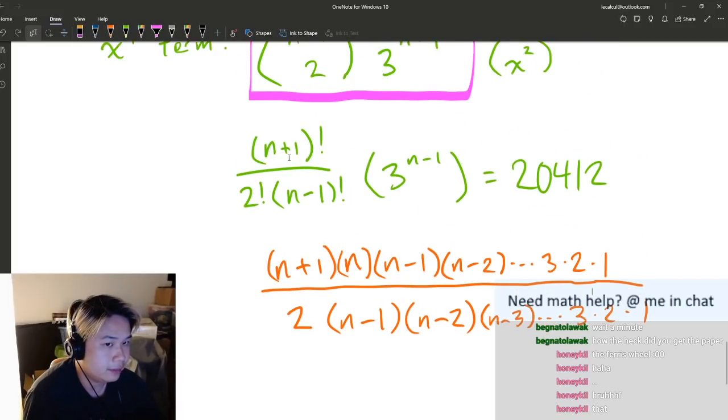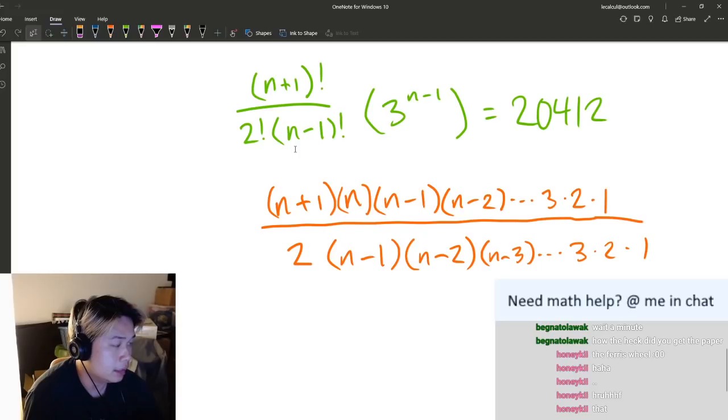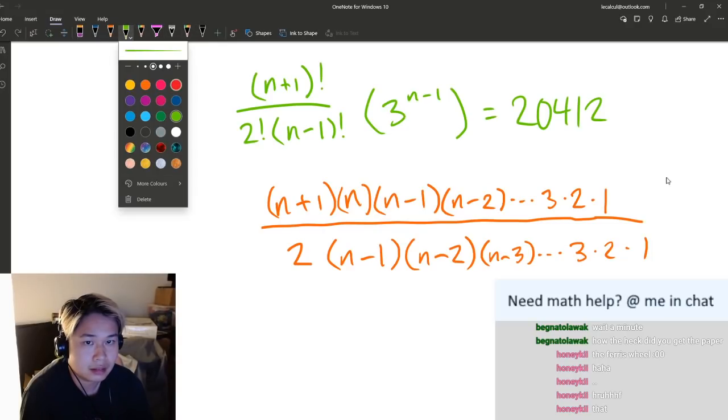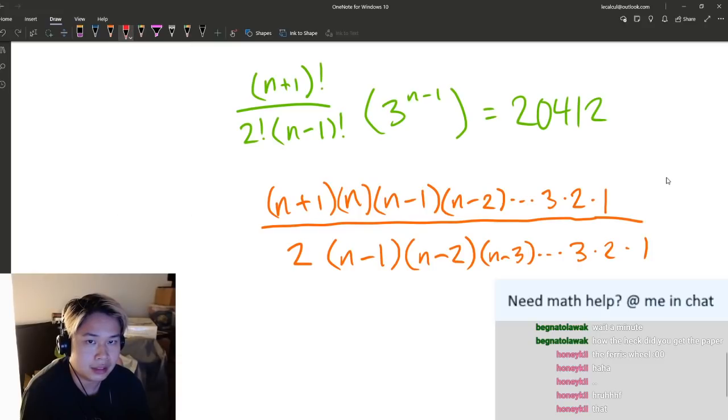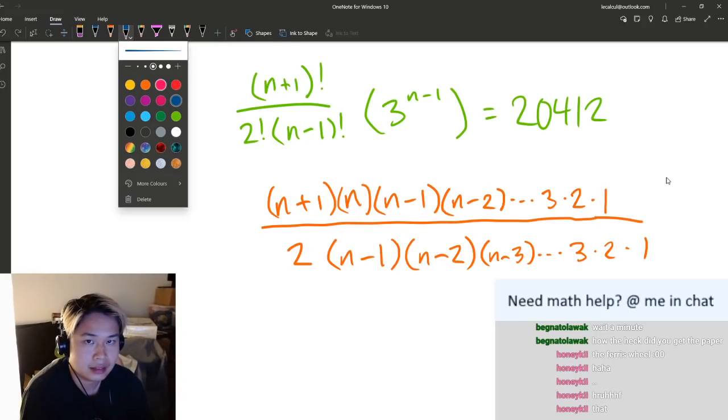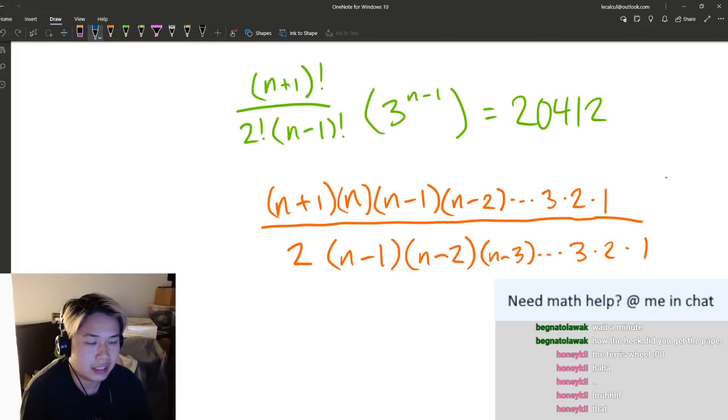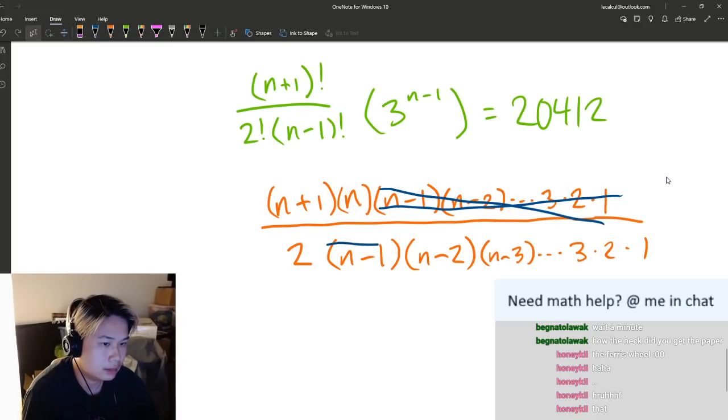Now, when you have 2 factorials divided, the smaller one is always going to be cancelled inside the larger one, because as you can see right here, n minus 1 factorial is part of n plus 1 factorial. I want to use red. Actually, that probably won't look good against orange. Fine, I'll use blue. So all of this stuff will cancel with all of this stuff.